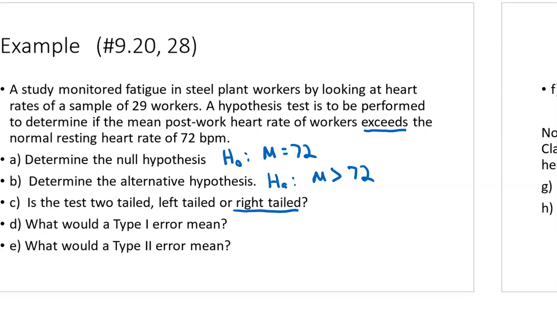So what would a type 1 error mean? Type 1 error means you reject the null hypothesis, but you shouldn't have. Okay, a type 2 error then would mean that the sampling showed that the mean was actually equal to 72, and you didn't reject the null hypothesis.